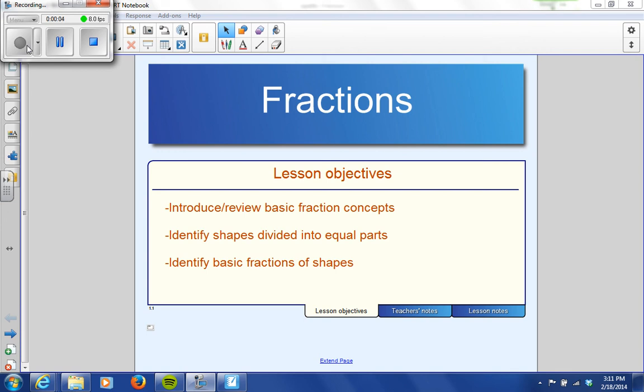Okay, so we're starting fractions this week. So we'll be learning about fractions for this chapter and next chapter. You've already been exposed to fractions in second and third grade. So we're going to continue on with that as we go along in the next couple chapters.